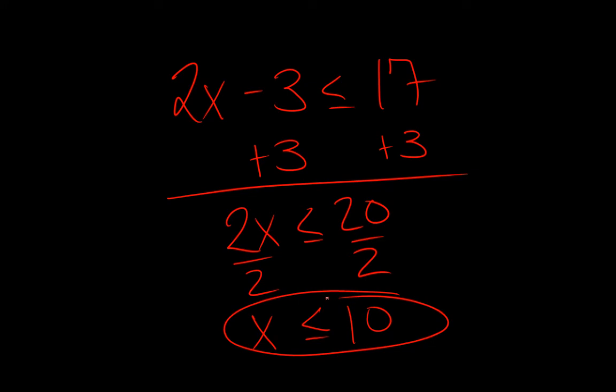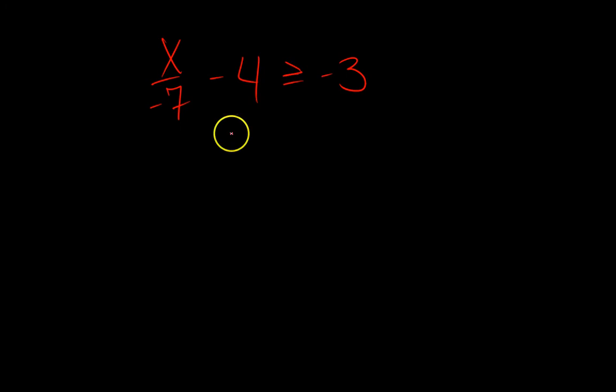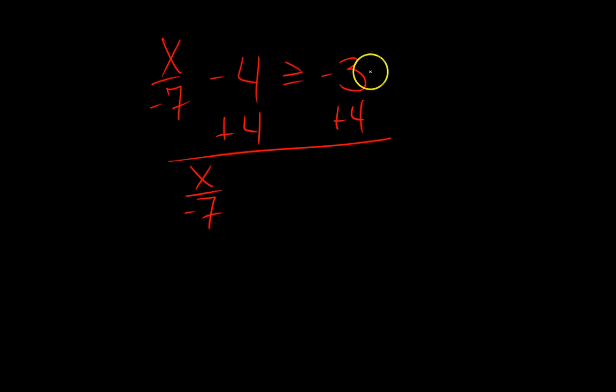Alright, I'll leave that up there for just another second, and we'll do one more problem together. X over negative 7 minus 4 is greater than or equal to negative 3. I'm going to add 4 to both sides. X over negative 7. Now here I'm just adding, that equals 1.